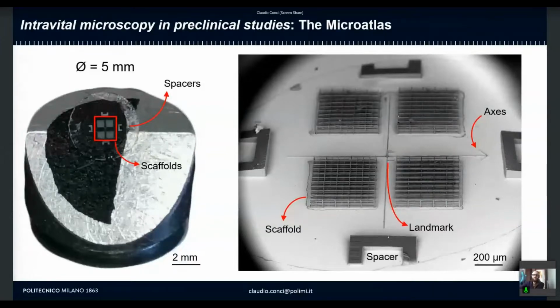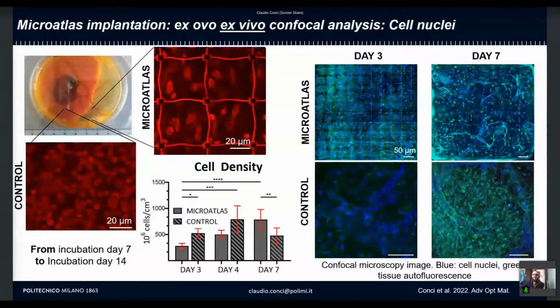We can see on the far edge of the coverslip some spacers that allow the positioning of the Microatlas in the correct site onto the animal, and we can find some planar landmarks, such as the coordinate axes, which allow you to reposition the microscope, or a vertical landmark you can't see because it's too small, but in the central part of the SEM image you can see a small cone that allows you to focalize on the correct vertical plane. So I validated my device feasibility in living chicken embryos by performing the well-known chorioallantoic membrane assay.